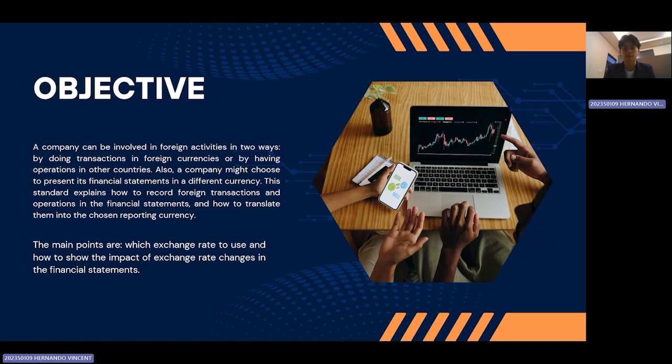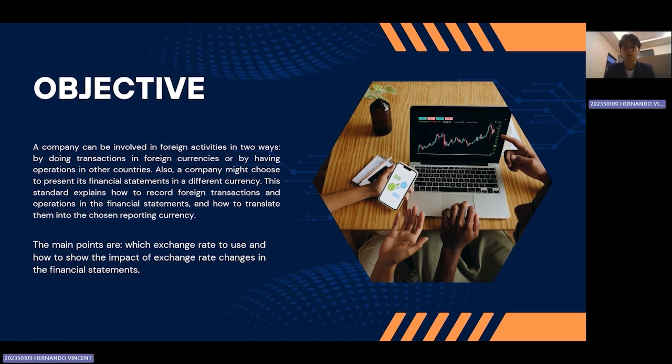It provides clear guidelines on how to account for foreign currency transactions and how to translate the financial statements of foreign operations. More specifically, the standard helps us answer two critical questions. First, which exchange rate should be used when translating foreign currency transactions into the functional currency? Second, how should the change in exchange rates, which can affect the value of assets, liabilities, revenues, and expenses, be reflected in the financial statements?